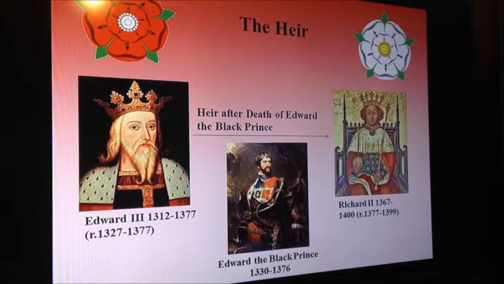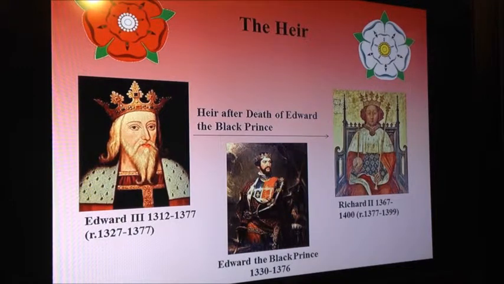A year before Edward died, in 1376, his eldest son, Edward the Black Prince, died, leaving his own son, who was quite young at the time. He was only 10 years old when Edward III died, leaving Richard II as king. Now, you can't have a 10-year-old boy ruling the realm, waging war, and levying taxes. His lords won't respect him, and he doesn't have the experience to know what he's doing.